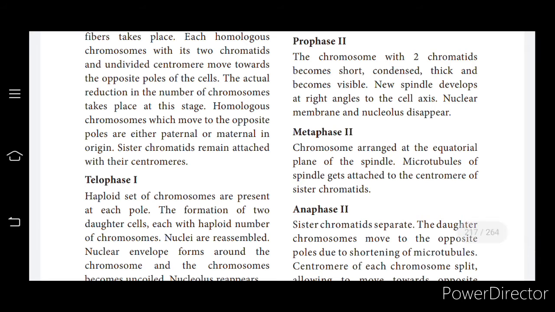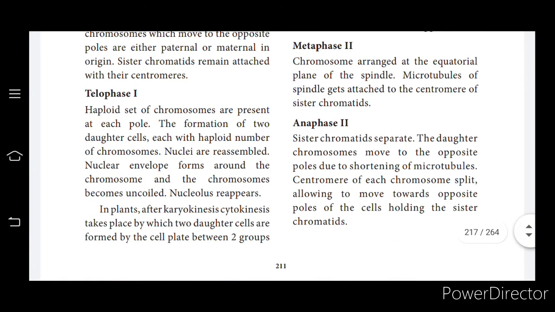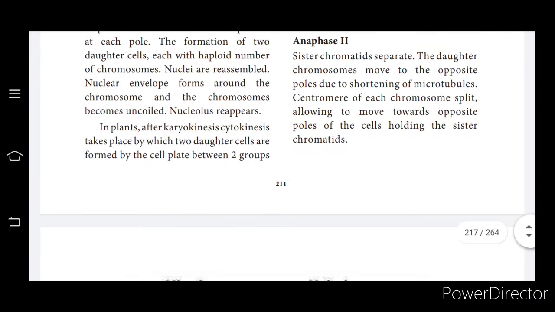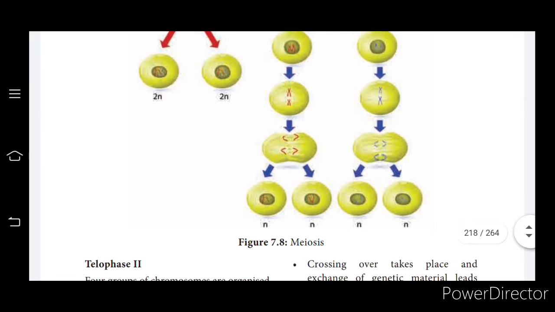Prophase II: the two chromatids become short, condensed, and thicker. Metaphase: chromosomes are arranged in the equatorial plane. They arrange themselves in the middle of the cell. Microtubules of the spindle get attached to the centromere of the sister chromatids. Anaphase: sister chromatids separate and the daughter chromosomes move to the opposite poles. The centromere of each chromosome splits, which allows them to move to the opposite poles.